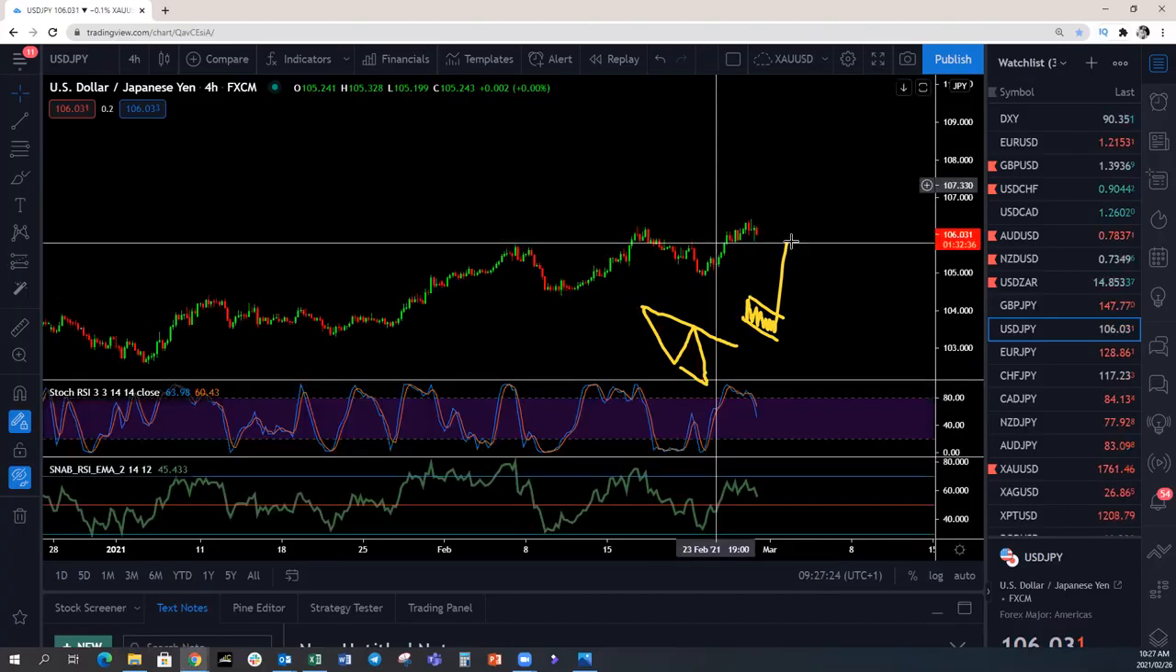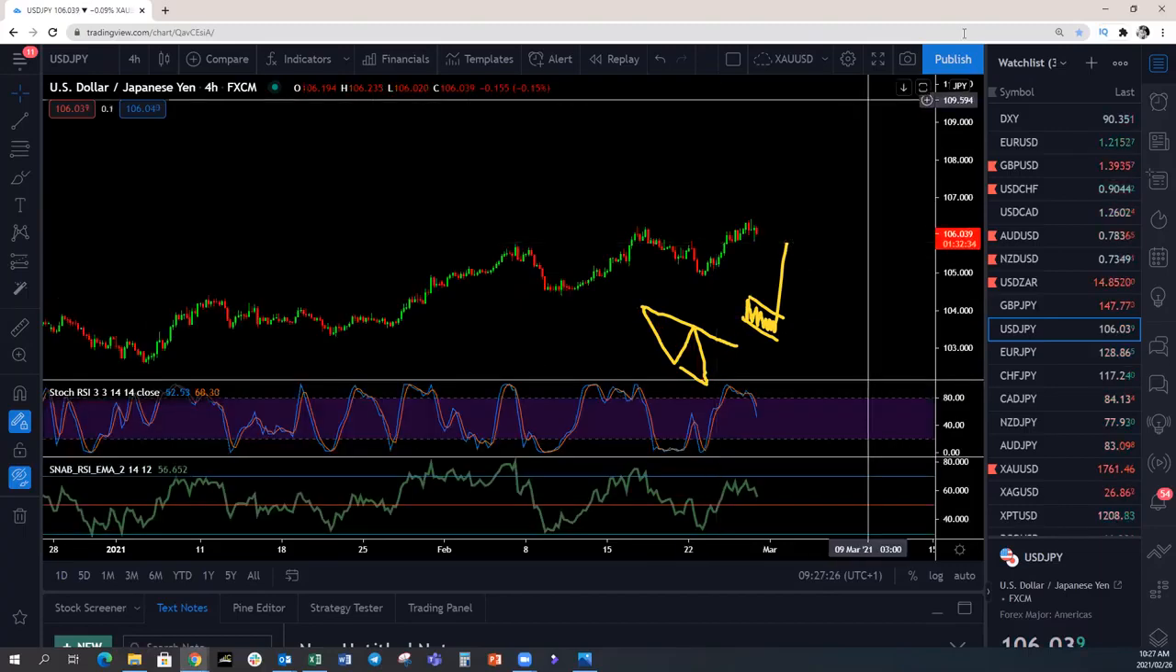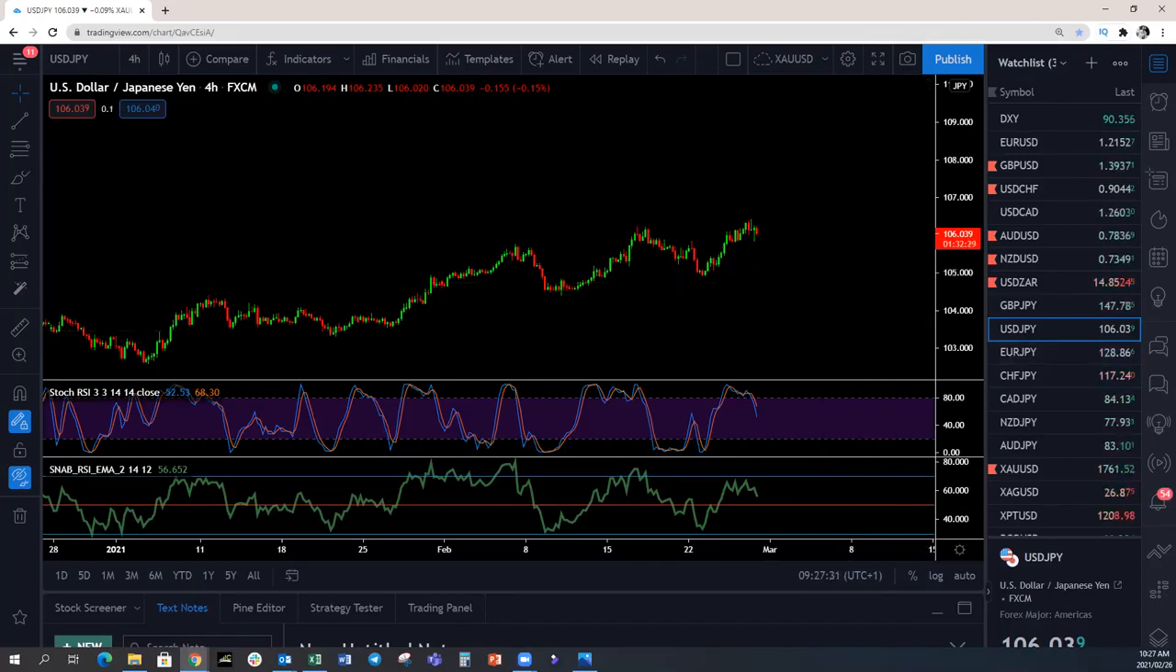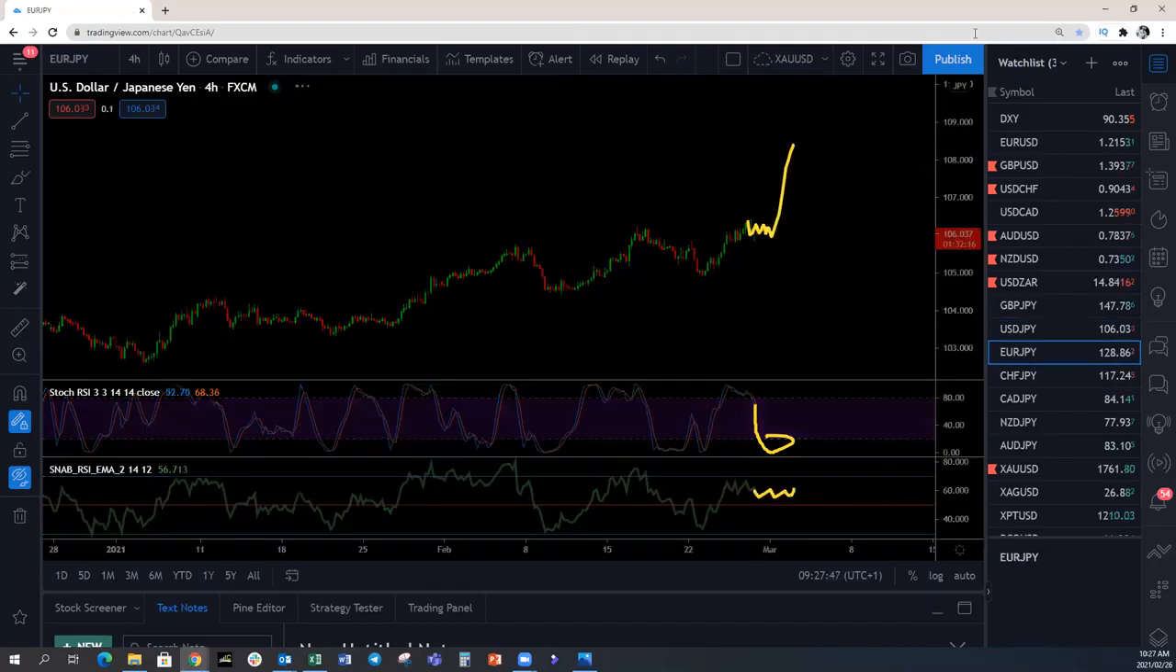Okay. That is US dollar yen. So you don't do anything here on US dollar yen. You want these to reset at the bottom. We want this one to remain above 50, and we'll look for this one to continue to the upside. Euro yen.